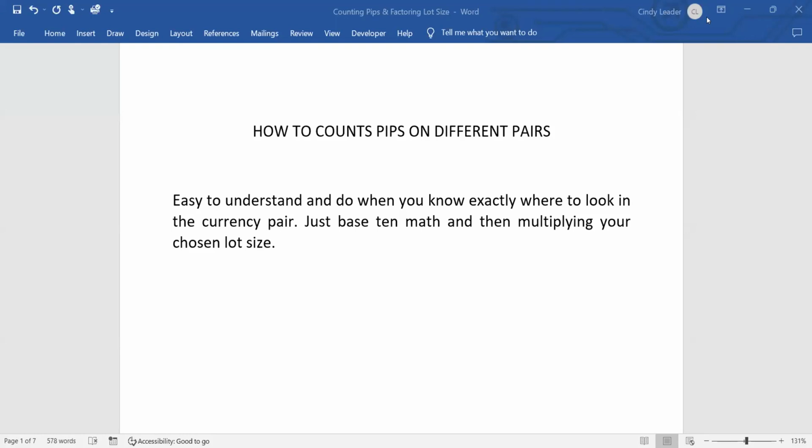So I have a little document here that we're going to chunk our way through, but basically what I just said, you have to understand how pips work on what you're trading so you know what your potential profit will be. It's pretty important. You can't go in there swinging blind, and you can use a pip calculator, but honestly, they're only going to work if you put in that initial stop loss.